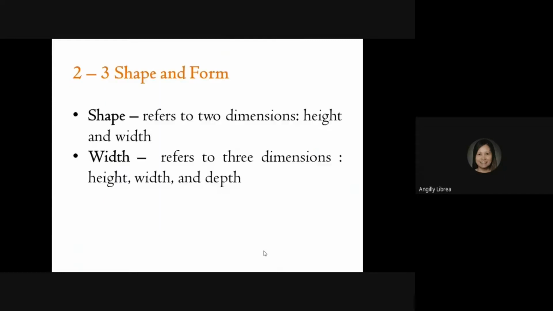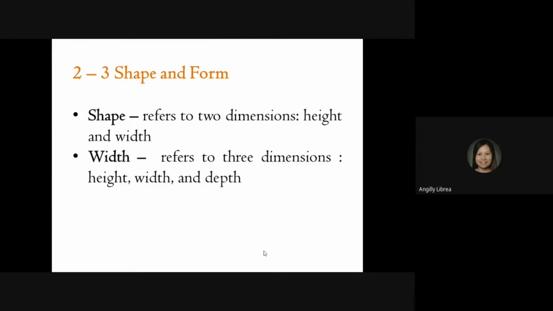Next elements are shape and form. So these two are related to each other in the sense that they define the space occupied by the object of art. Shape refers to two dimensions, height and width, while form refers to three dimensions, such as height, width, and depth. Even if shapes are part of a bigger picture, each can be identified by breaking the visual components apart and making distinctions based on what we know and what we have seen.